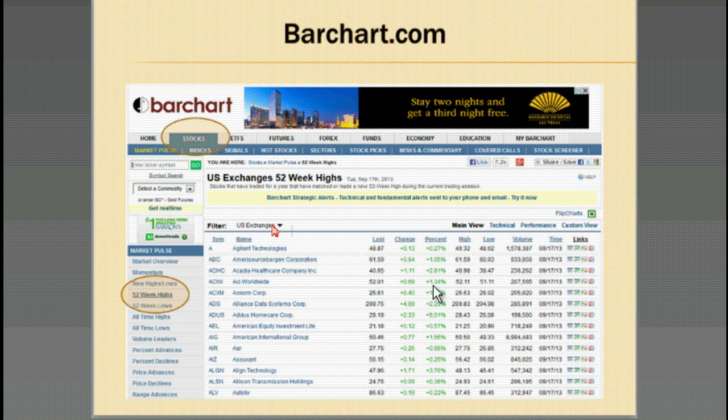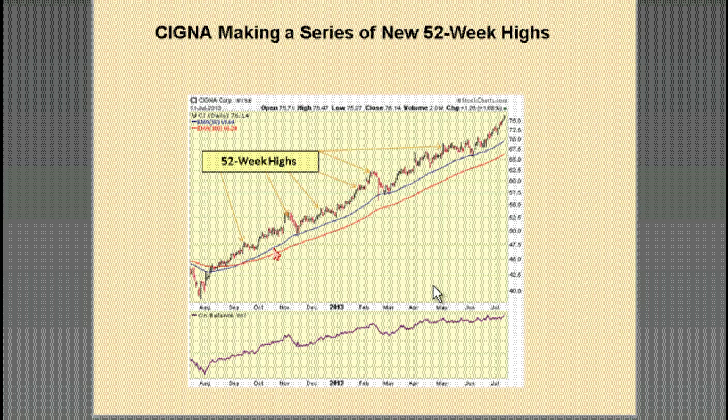And we can download the 52-week high from barchart.com. I took this snapshot a couple days ago, and it's pretty simple. You just log on to the website, select stocks, and then click 52-week highs, and it'll list all the stocks that made a new 52-week high that day. And Cigna's been on this list many times, and so it's another indicator we use to find the stocks with the best profit potential. And we can see from our daily price chart of Cigna that it's been making a series of new 52-week highs, which confirms the price uptrend.